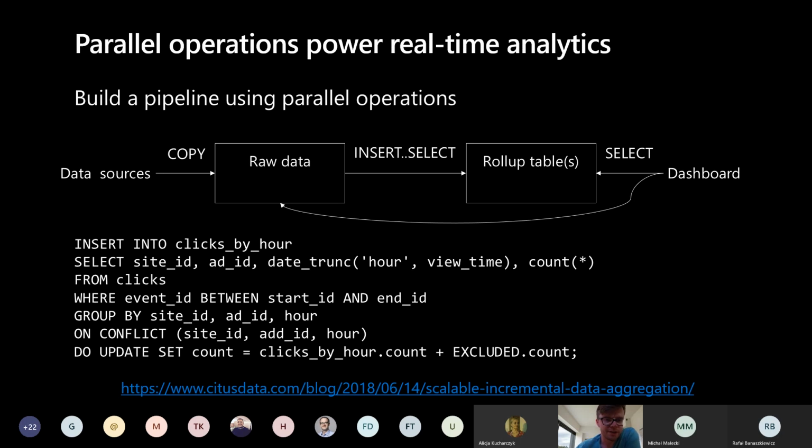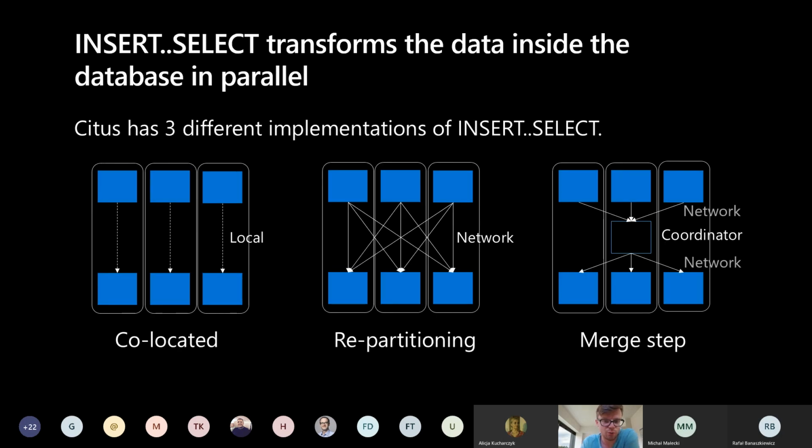Now, if that's not the case, then I may have to shuffle some data over the network. So that's the second implementation. The workers pull the data from each other. And then sometimes the select has some extra merge step, like it takes the top 10 items from one table and inserts that into the other table. And then we pull the data into the coordinator, but then copy it into the destination table.